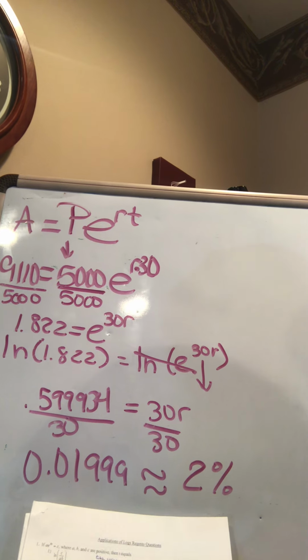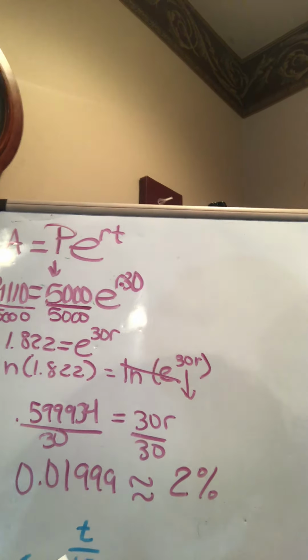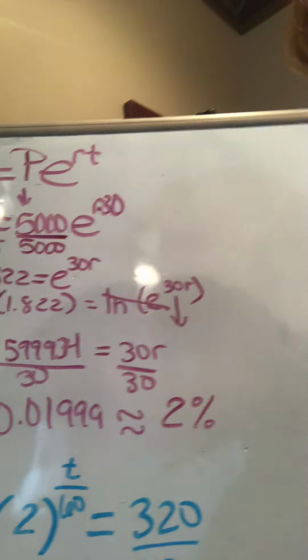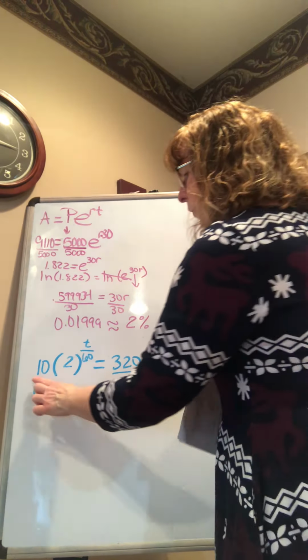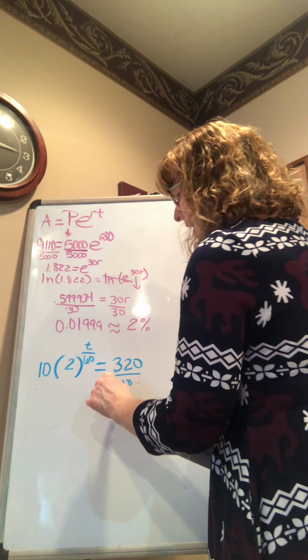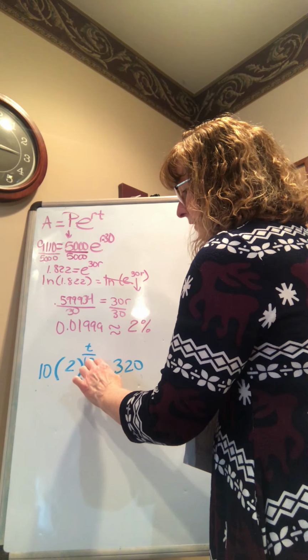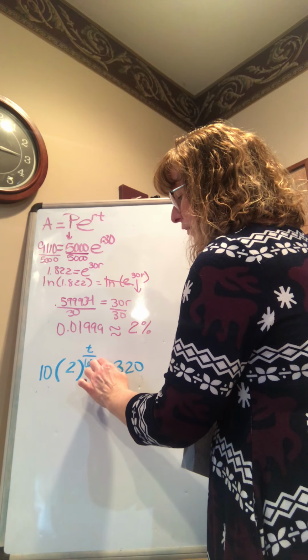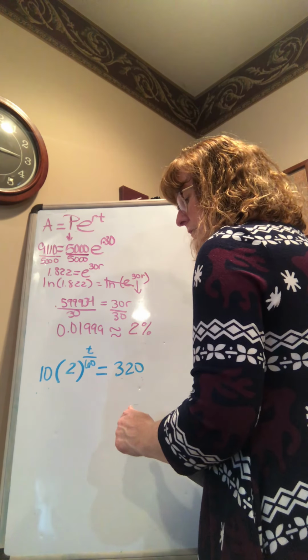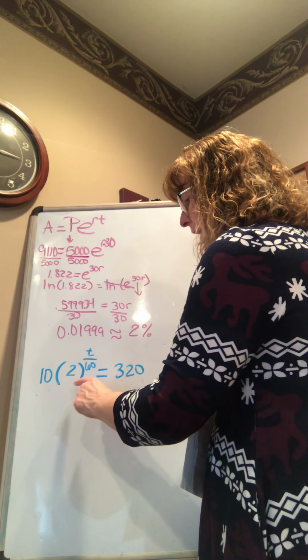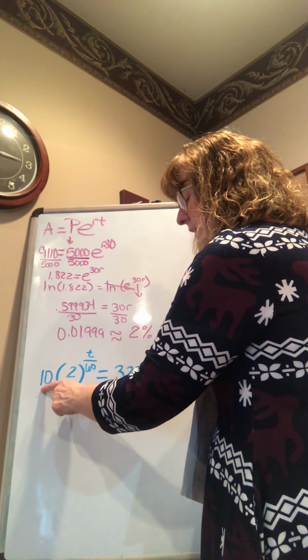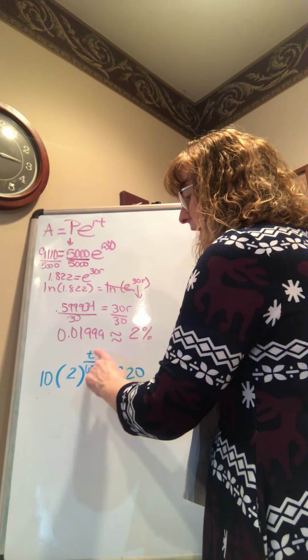So now, number 3. A population of rabbits is doubling every 60 days. Now, when you're doubling every 60 days, if you recall, you would need 60 days, 60 over 60, just to double once. So that's why we have the division here. Now, they want us to solve for time, the initial amount of rabbits. How long does it take to get to 320?